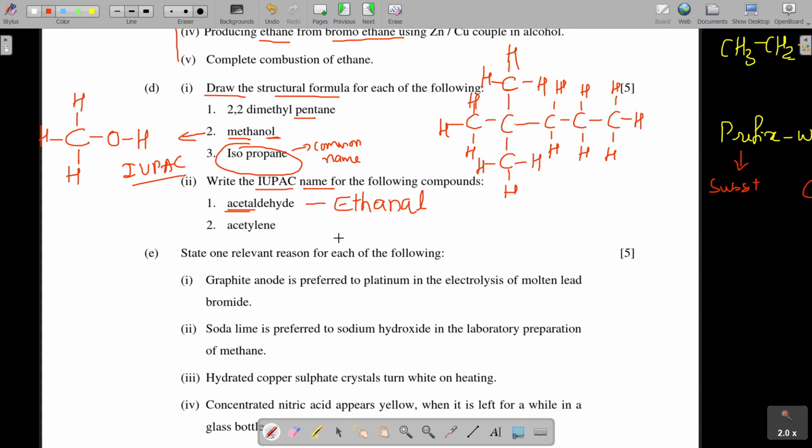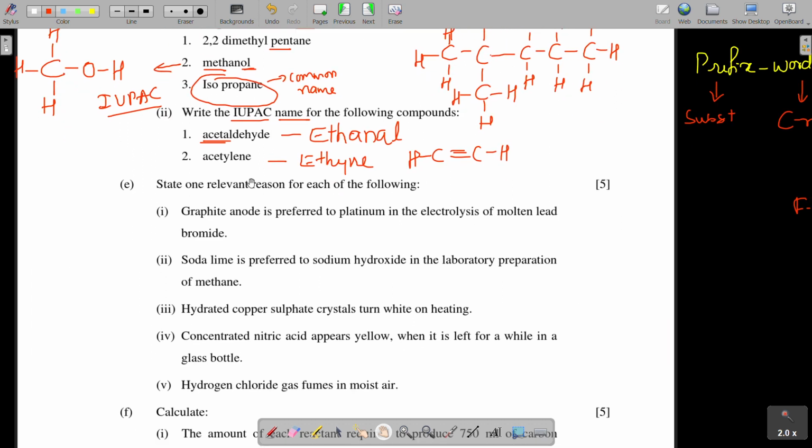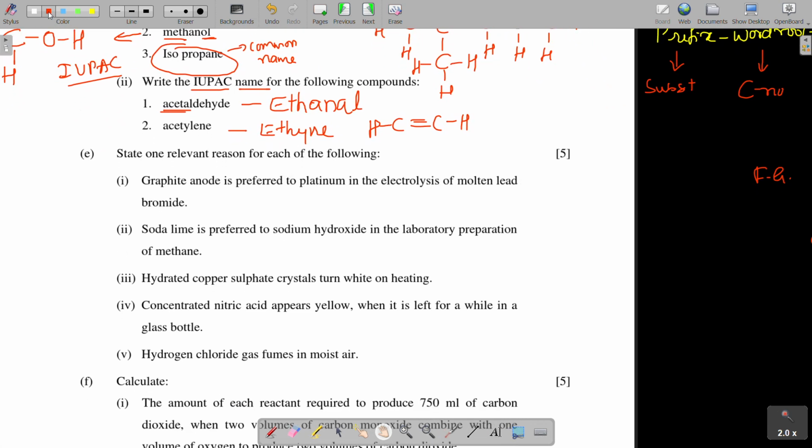AL. Okay, acetylene. Acetylene is a common name for ethyne, the first member of alkyne, C triple bond C, H and H. This is acetylene. Acetylene is used for welding purposes. We call it the oxyacetylene flame. Just for your information.